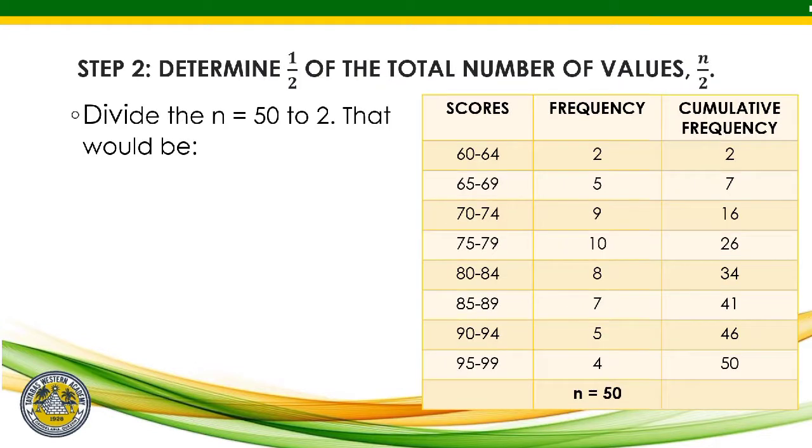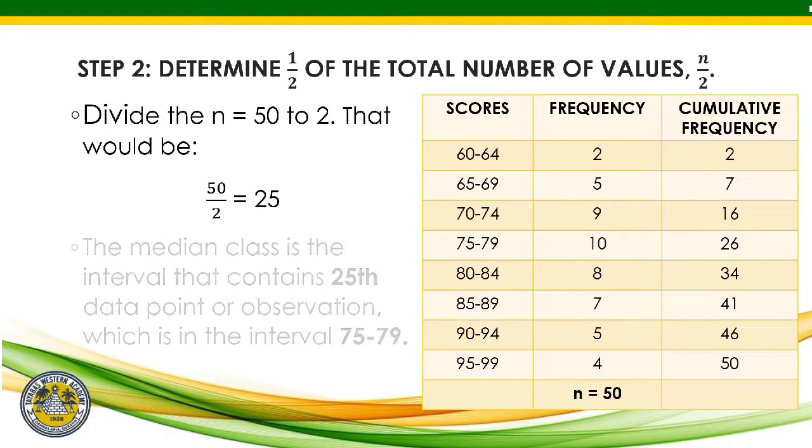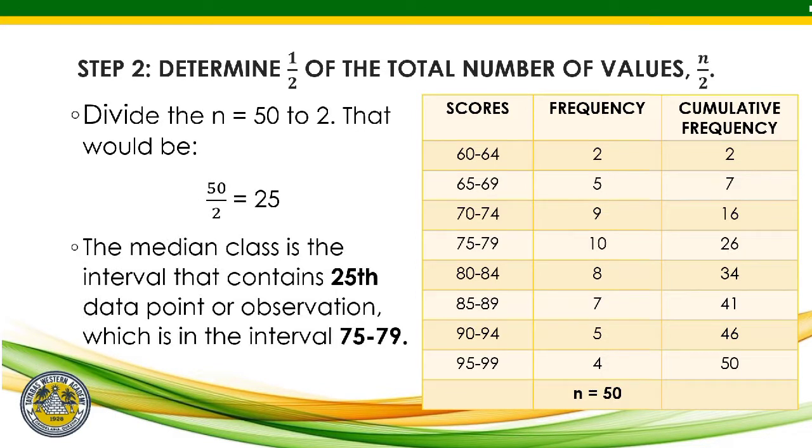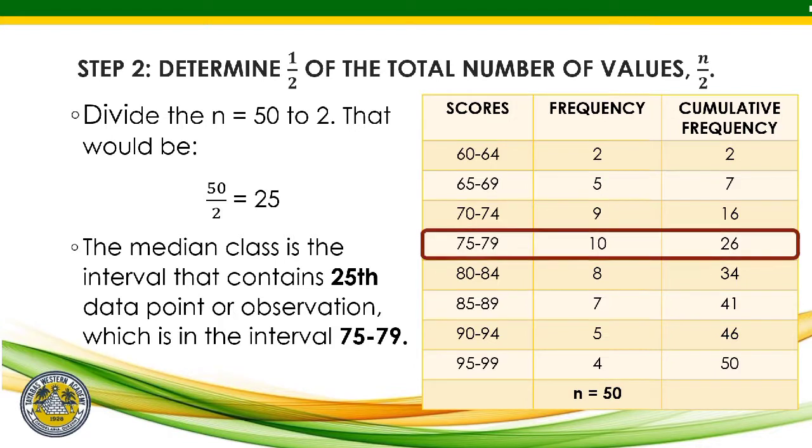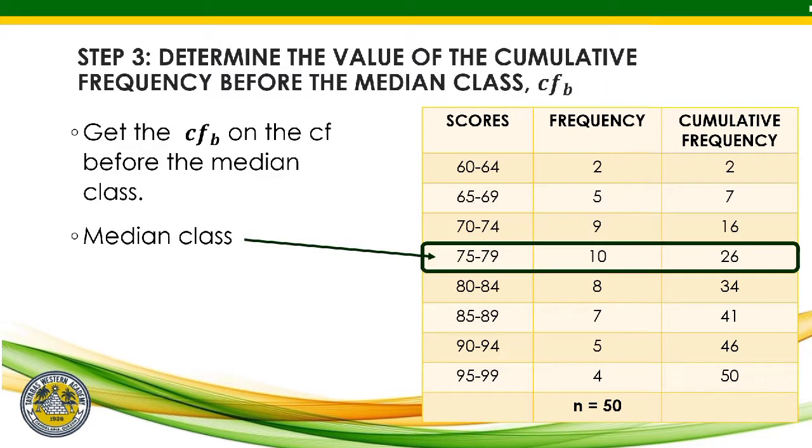Step 2, let's determine half of the total number of values. Divide 50 by 2 because 50 is the total number of frequencies or total number of values. Divide this by 2, so therefore we have 25. The median class is the interval that contains the 25th data point or observation, which is in the interval of 75 to 79. Step 3, you need to determine the value of the cumulative frequency before.